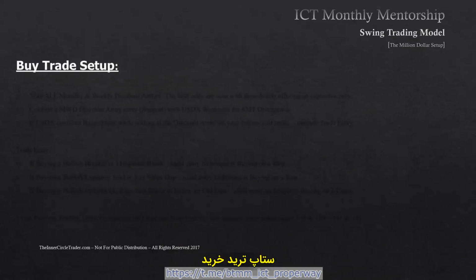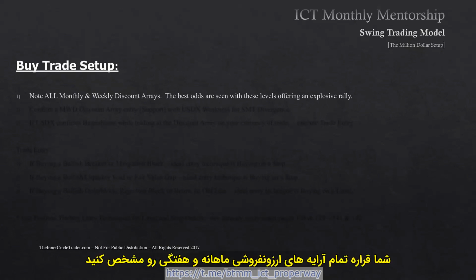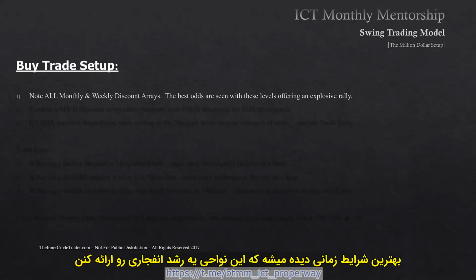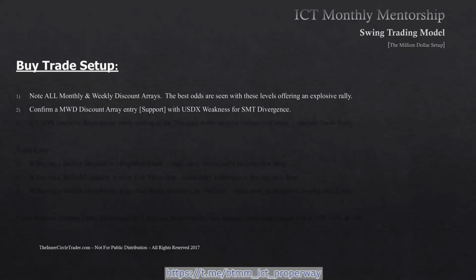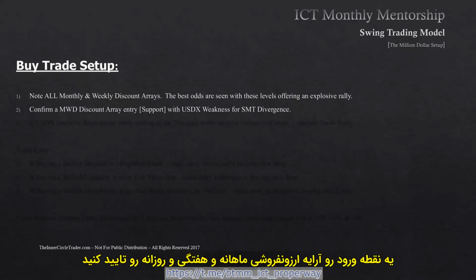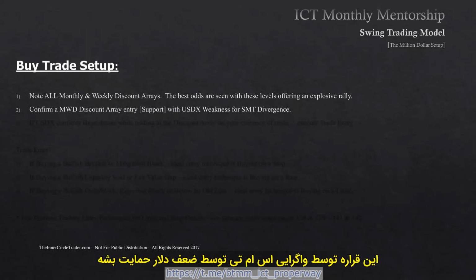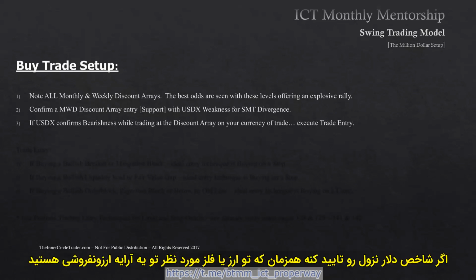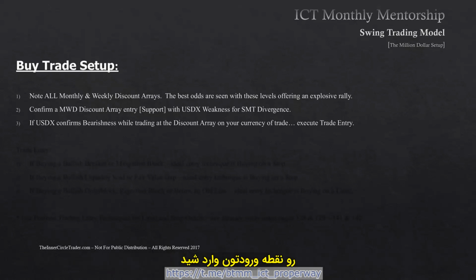The buy trade setup. You're going to note all monthly and weekly discount arrays. The best odds are seen with these levels offering an explosive rally. Confirm a monthly, weekly, daily discount array entry. This is going to be support for dollar index weakness for SMT divergence. If the dollar index confirms bearishness while trading at a discount array on your currency of trade or metal, execute trade entry.